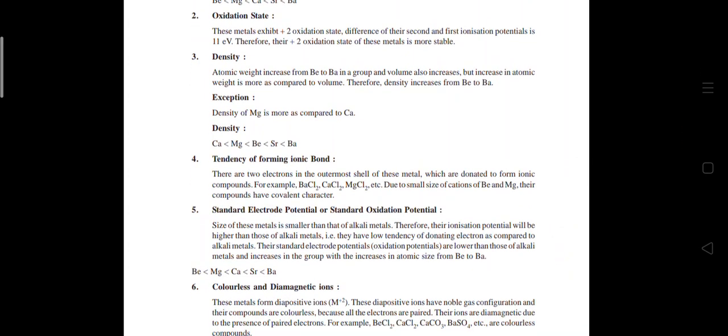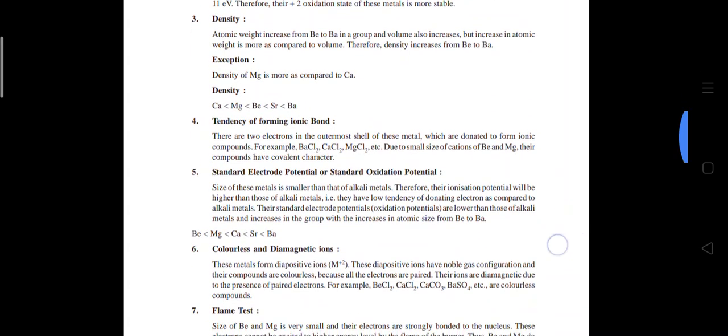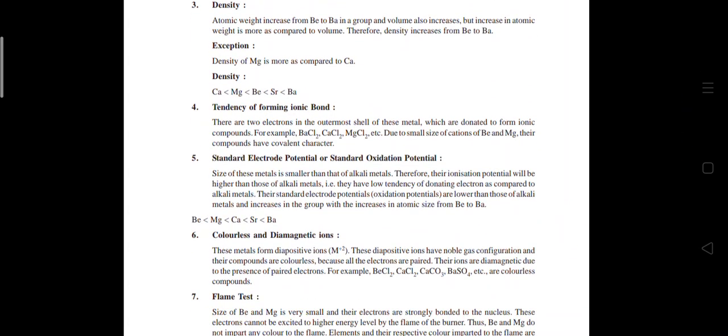Oxidation state. Metals exhibit +2 oxidation state. Density. Atomic weight increases from beryllium to barium in a group and volume also increases. But increase in atomic weight is more as compared to volume, therefore density increases from beryllium to barium. Exception: density of magnesium is more as compared to calcium.